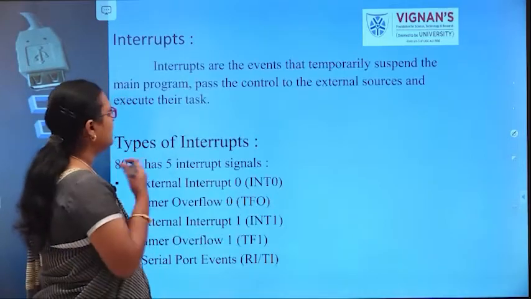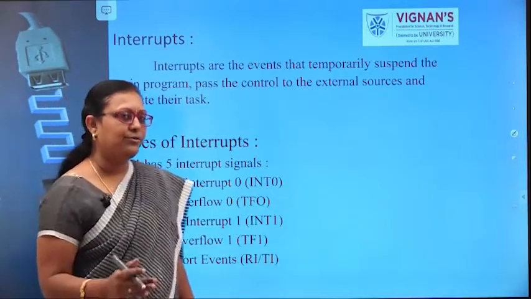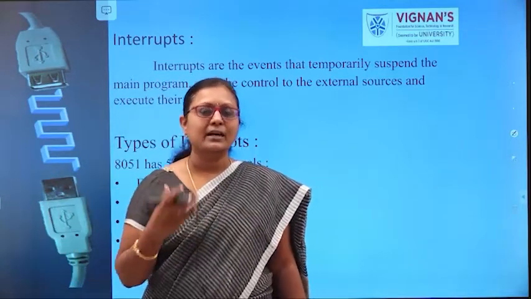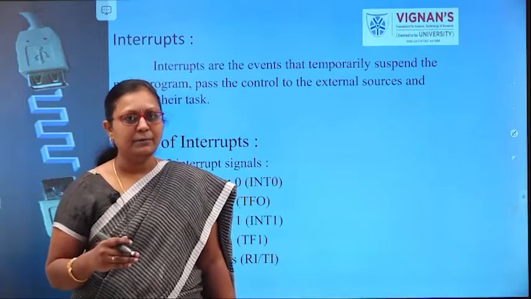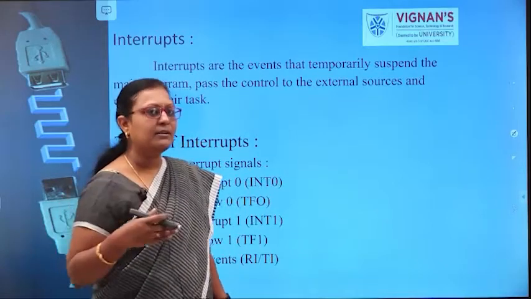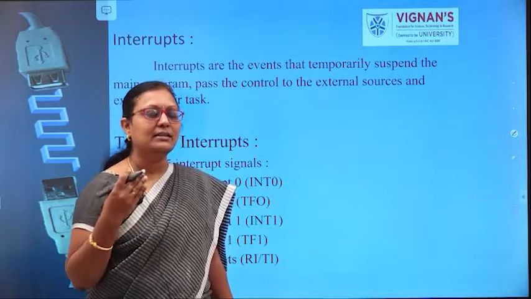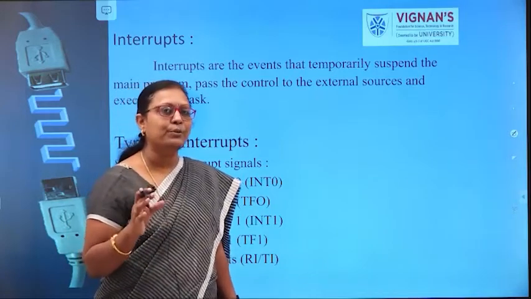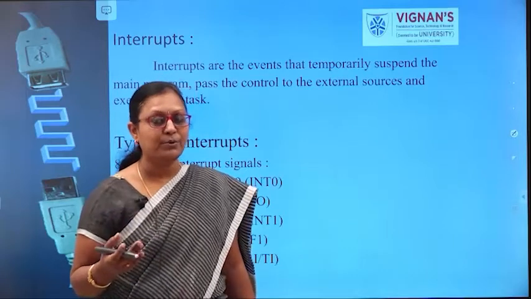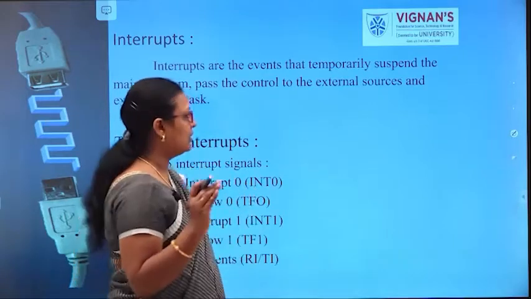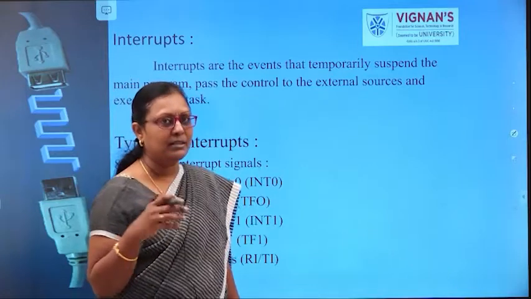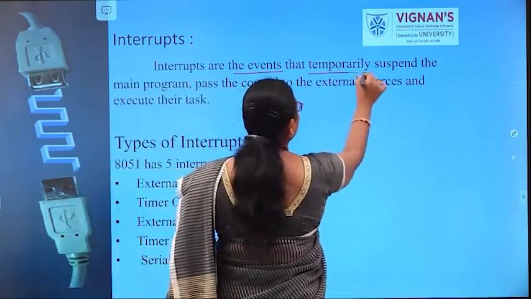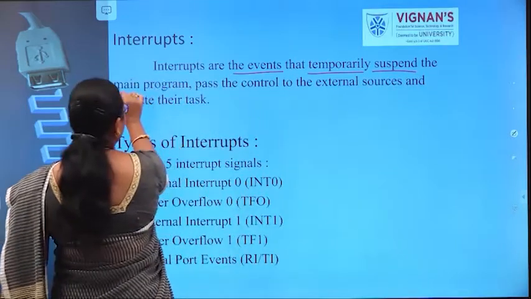An interrupt is generally any disturbance we get while executing the main program. Here we are going to see, in a technical way, what the disturbance means. It is an event which will stop your program, suspending your main program execution for some time period, that is, temporarily. So an interrupt is nothing but an event that temporarily suspends the main program.